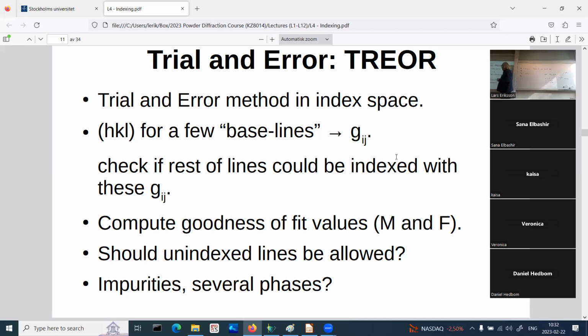We need some criteria of whether it is good. There are a couple of them, but the classical ones are M for merit and F for merit. They call them the figure of merit, and higher is better.